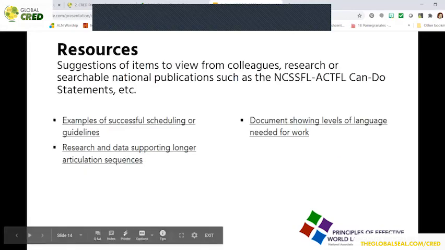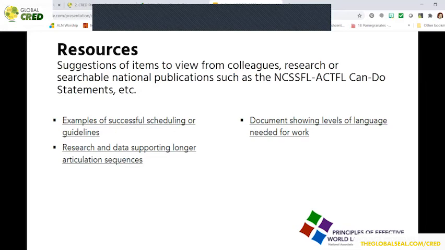One other piece that is included in this document, underneath those leadership behaviors, underneath each principle, is also a suggestion of items that you might ask a colleague to view, or something you might research online, or some searchable national publications like the NADSFL can-do statements and so on.